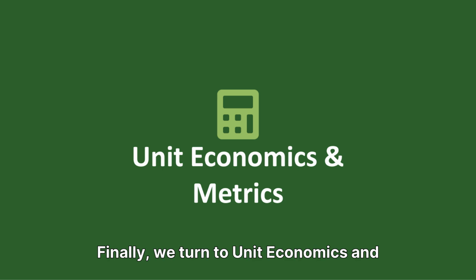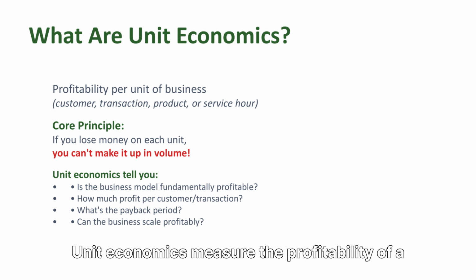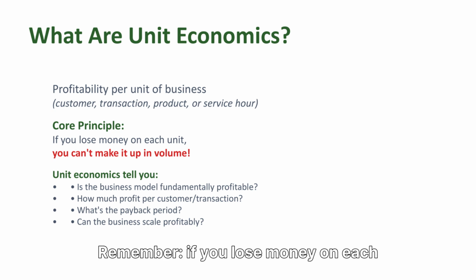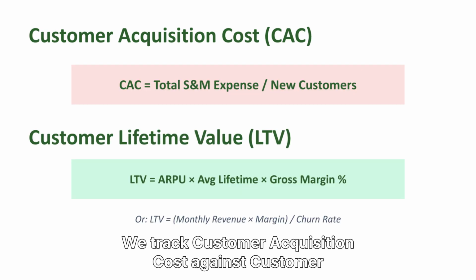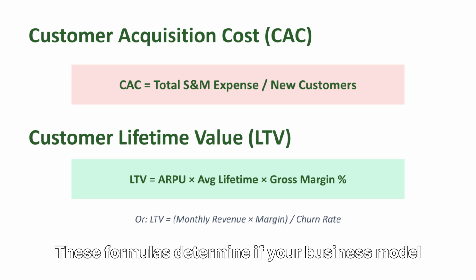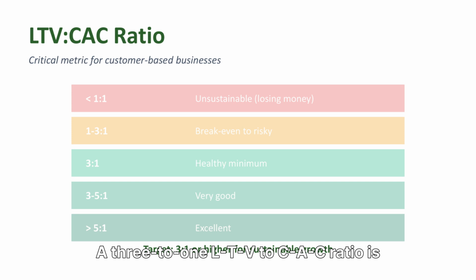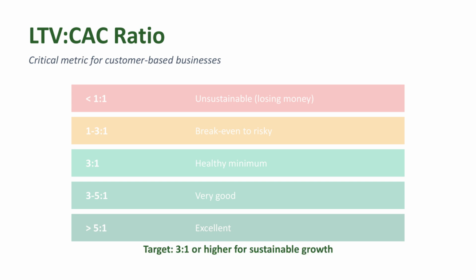Finally, we turn to unit economics and metrics, the drivers of long-term value. Unit economics measure the profitability of a single unit of business. Remember, if you lose money on each unit, you can't make it up in volume. We track customer acquisition cost against customer lifetime value. These formulas determine if your business model is fundamentally viable. A 3-to-1 LTV to CAC ratio is the target for sustainable growth. Anything lower is risky. Anything over 5-to-1 is exceptional.